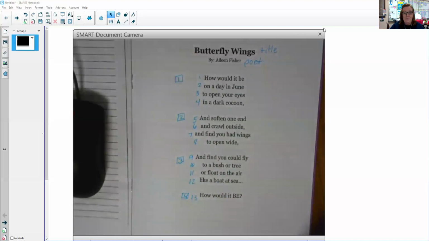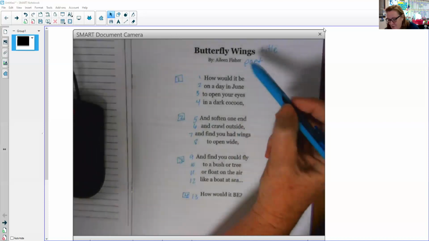Okay, let's look at our poem. Butterfly Wings by Eileen Fisher. How would it be on a day in June to open your eyes in a dark cocoon and soften one end and crawl outside to find you had wings to open wide and find you could fly to a bush or a tree or float on the air like a boat at sea? How would it be? I wonder how you would feel if you got to float on the air. Be kind of fun.